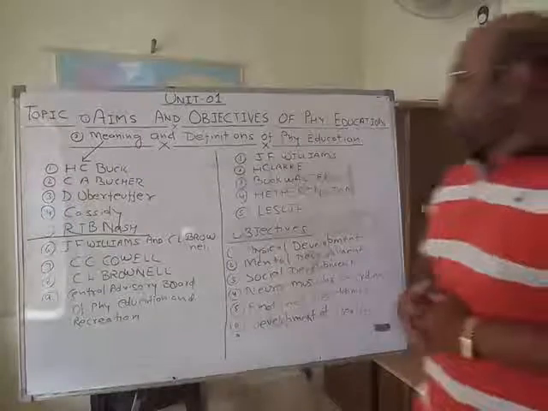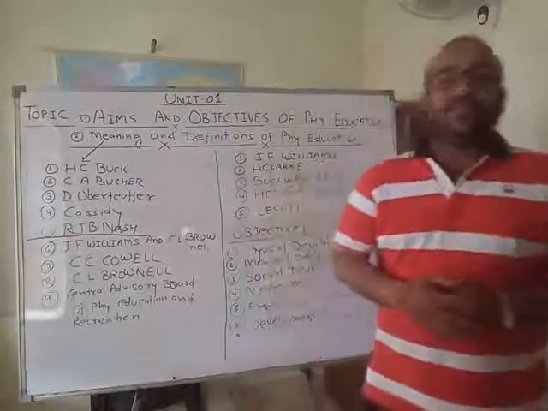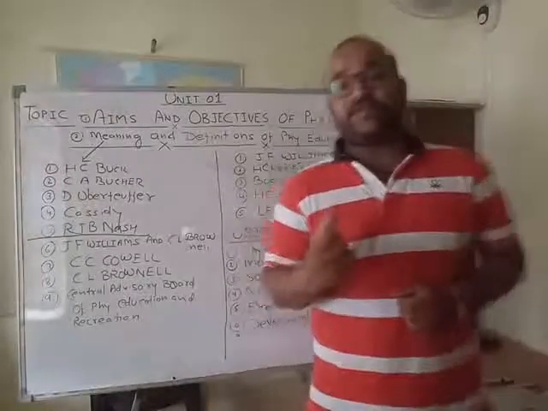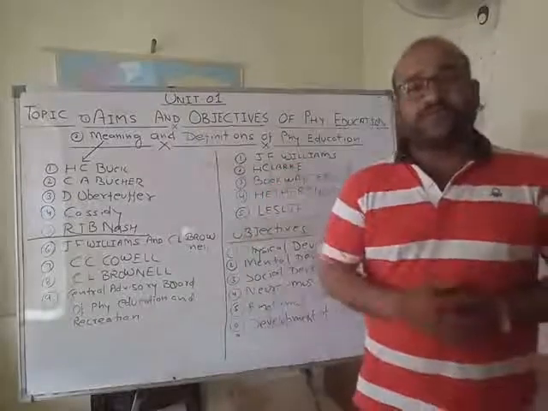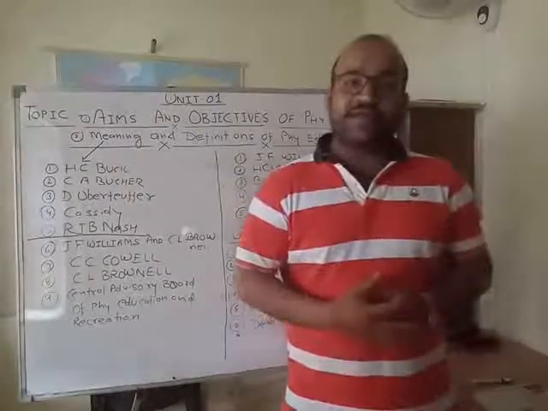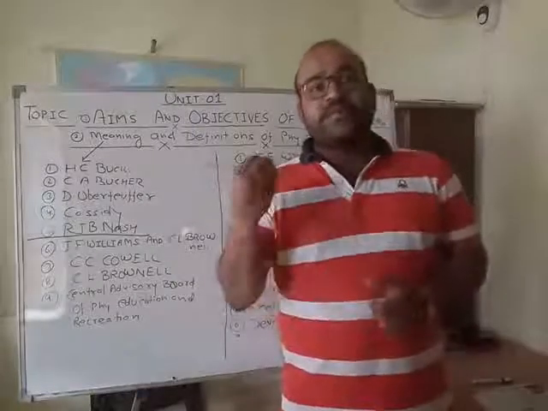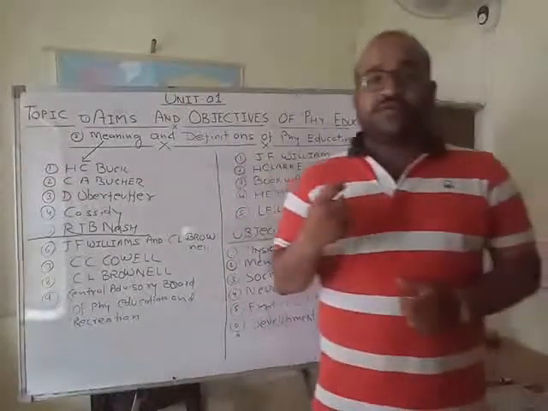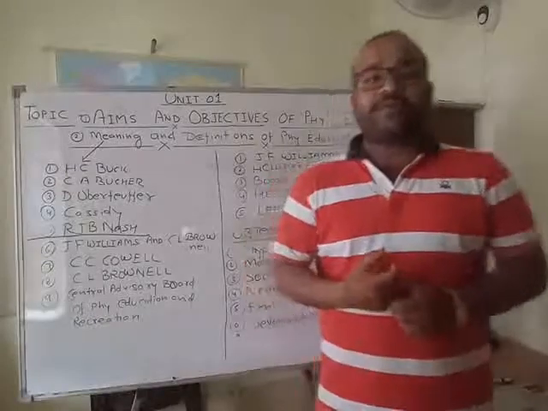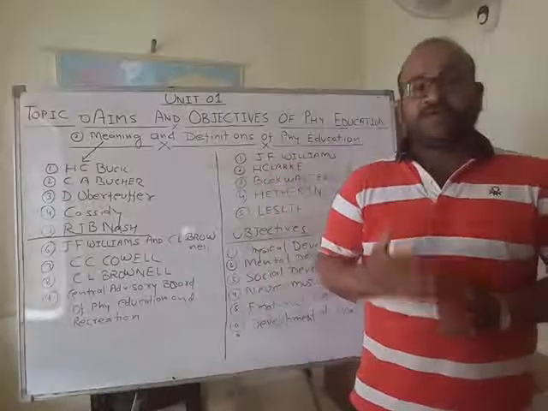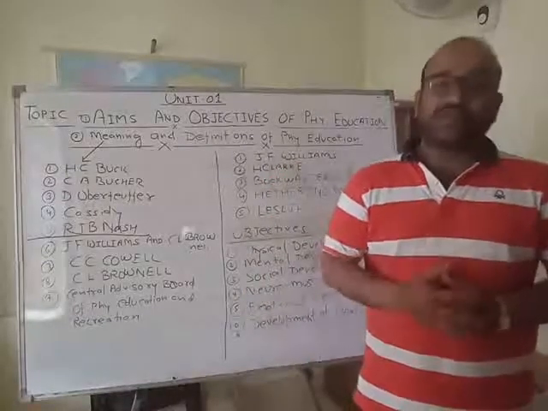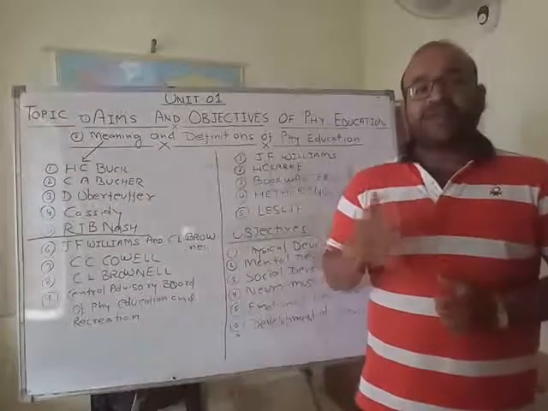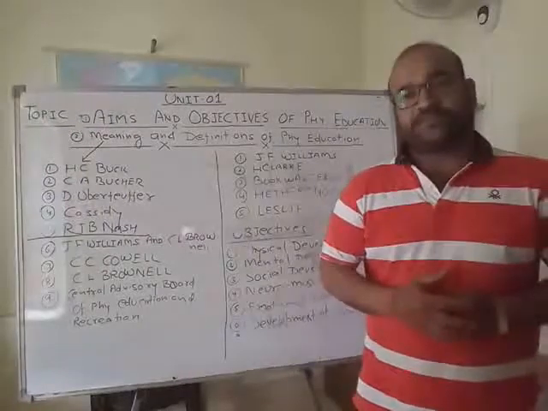Last point, Leslie. Leslie has mentioned the following five objectives: organic aspect of development, neuromuscular aspect of development, emotional aspect of development, social aspect of development, and intellectual aspect of development.